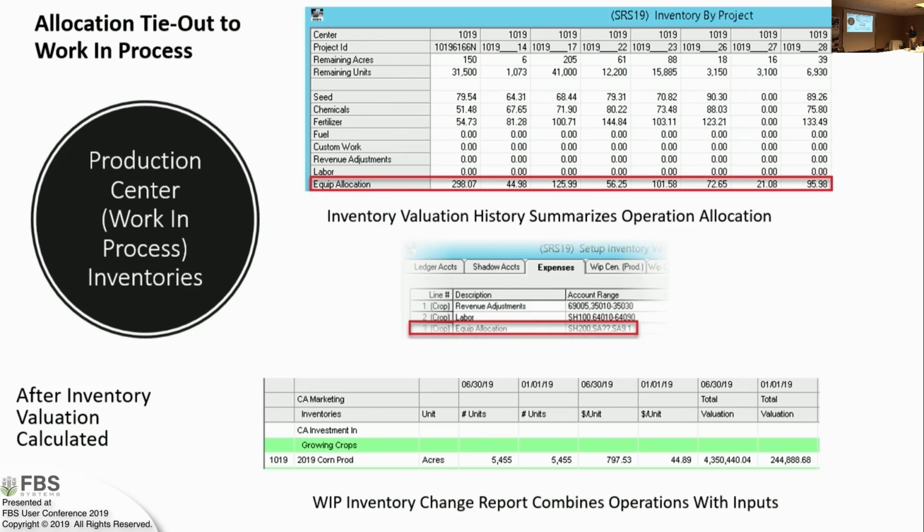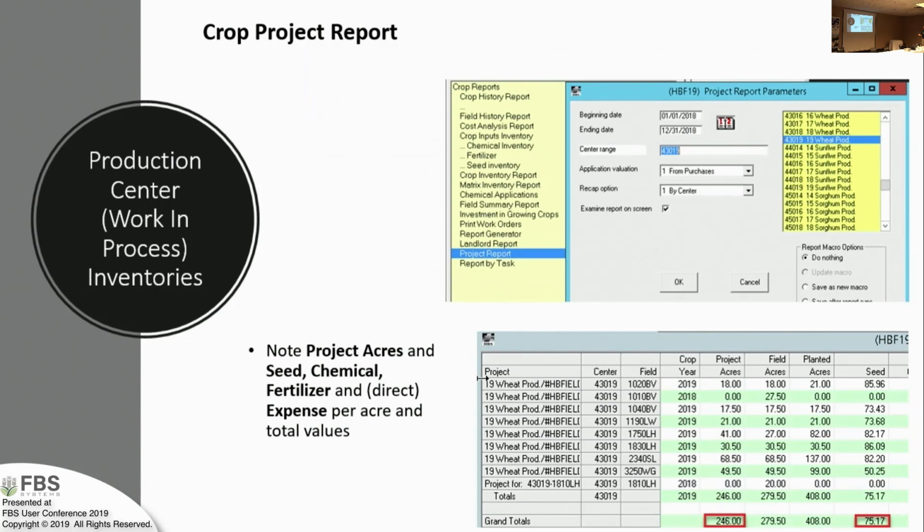And we've looked at the components here. This is 2019 corn. I've just taken a slice of that. There's a lot more projects over here, but they all add up to that $4.3 million work in process. So now here we're looking at a project report and just verifying project acres. And this we use a project report to get direct, just another way of getting direct costs, seed, chemical, fertilizer.